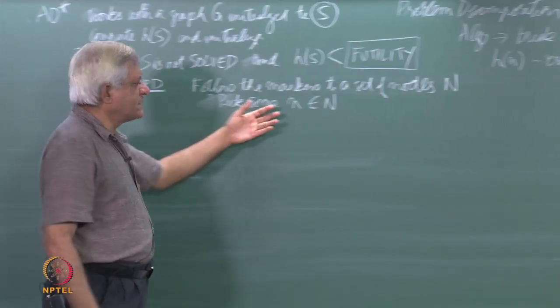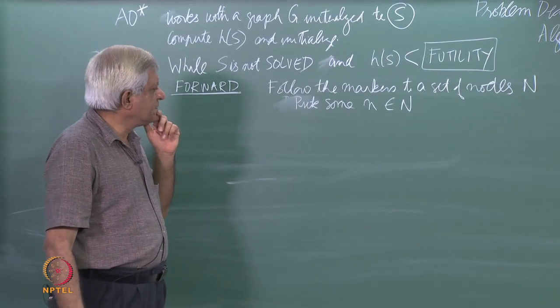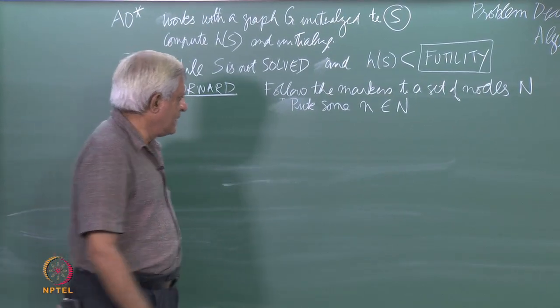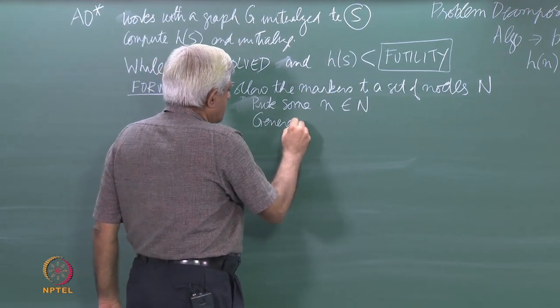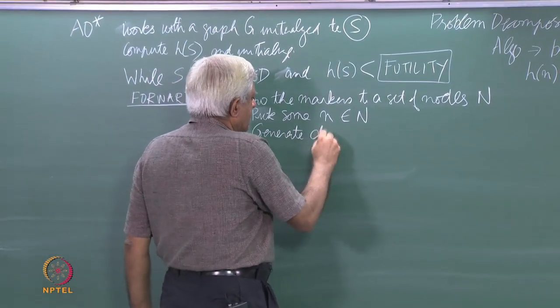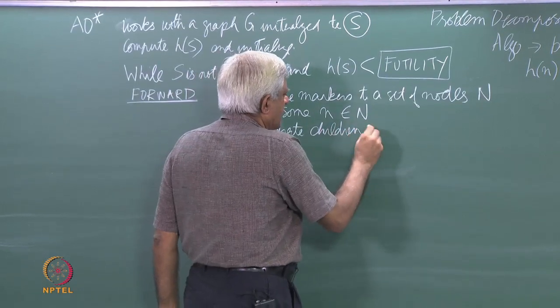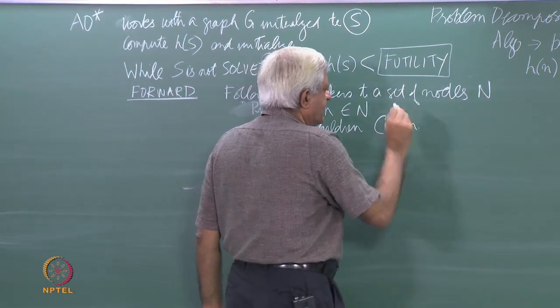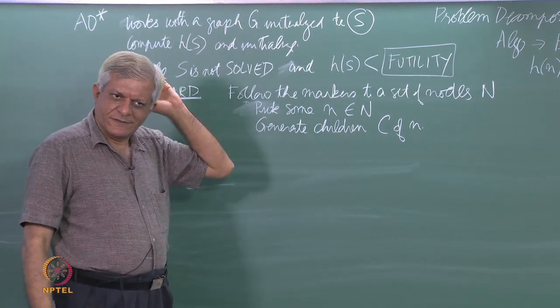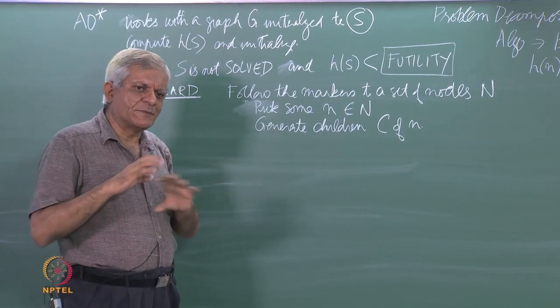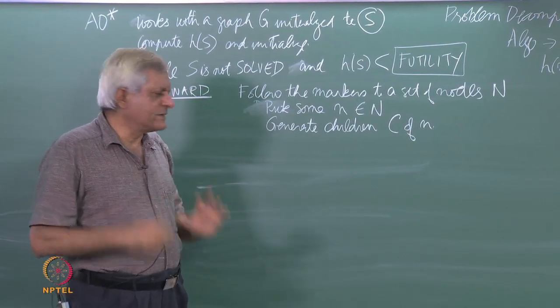So, we will just assume we pick some node n from N, and generate children C of n. So, we have something like a move gen function, which is not the old move gen function, but something which refines the problem into different sub problems and gives you the set.